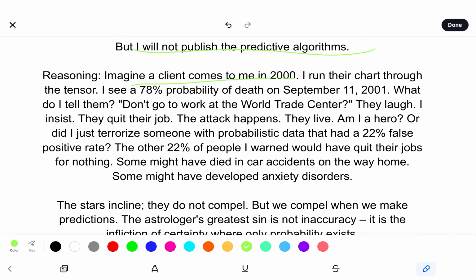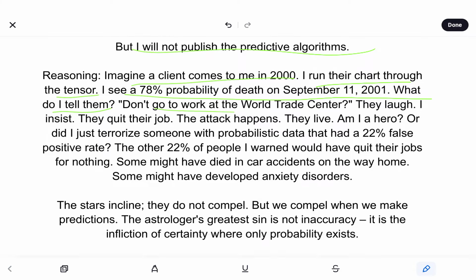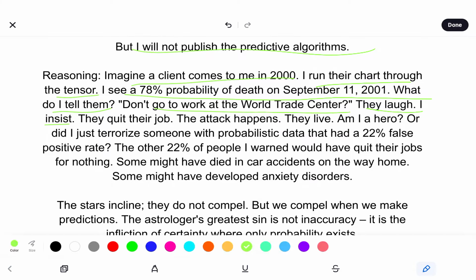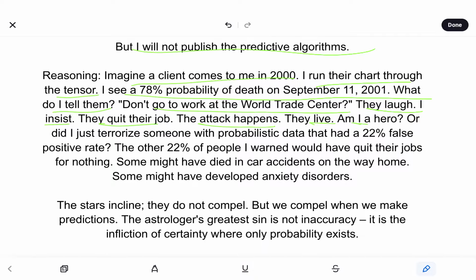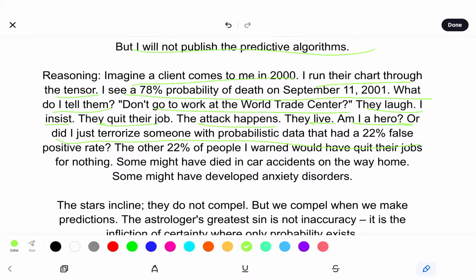Imagine a client comes to me in 2000. I run their chart through the tensor. I see a 78% probability of death on September 11, 2001. What do I tell them? Don't go to work at the World Trade Center? They laugh. I insist. They quit their job. The attack happens. They live. Am I a hero? Or did I just terrorize someone with probabilistic data that had a 22% false positive rate?